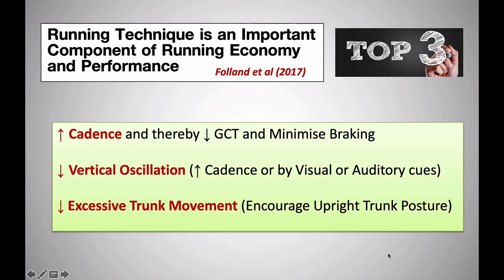When we look into performance and running economy, certain characteristics can help us massively in improving running economy. This is a key paper by Folland et al. in 2017, where they looked at the top three recommendations and considerations. They found that running technique is an important component of running economy and performance, and there is considerable variability in running economy technique, from 39% to 31%. So based on this research, there are some sensible practical considerations we can always improve in a runner, regardless of what type of foot strike they have. It also depends on their experience.